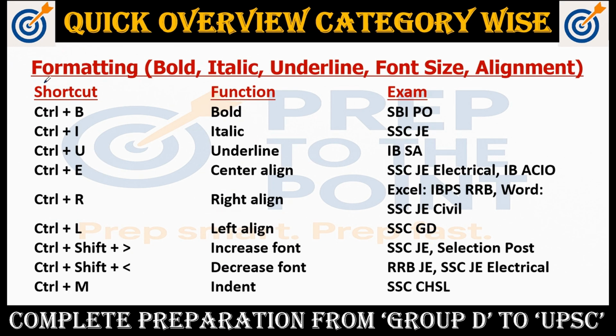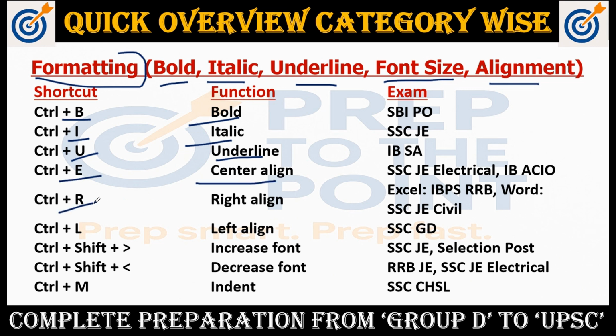Next category is formatting, in which we learn bold, italic, underline, font size and alignment. Control B, bold. Control I, italic. Control U, underline. Control E, center align. Control R, right align. Control L, left align. Control Shift greater than, increase font. Control Shift less than, decrease font.